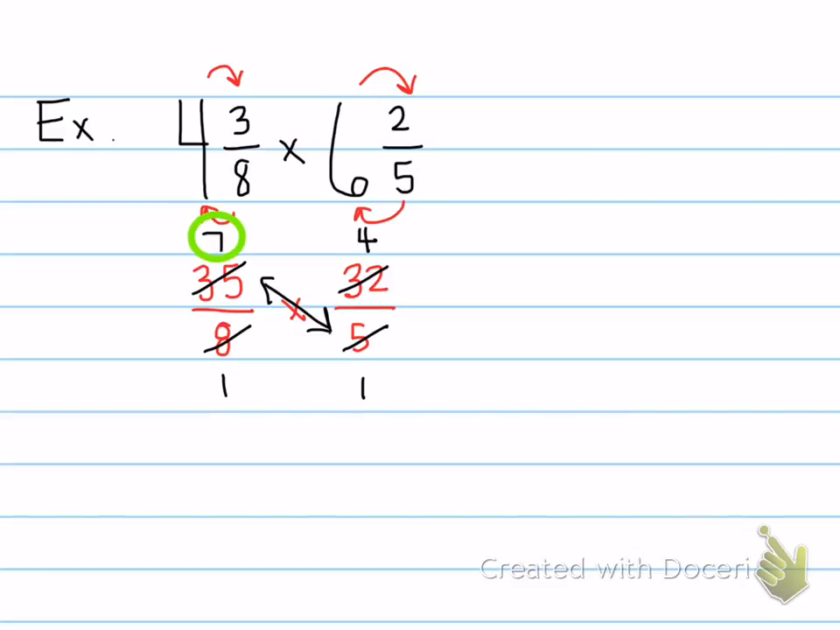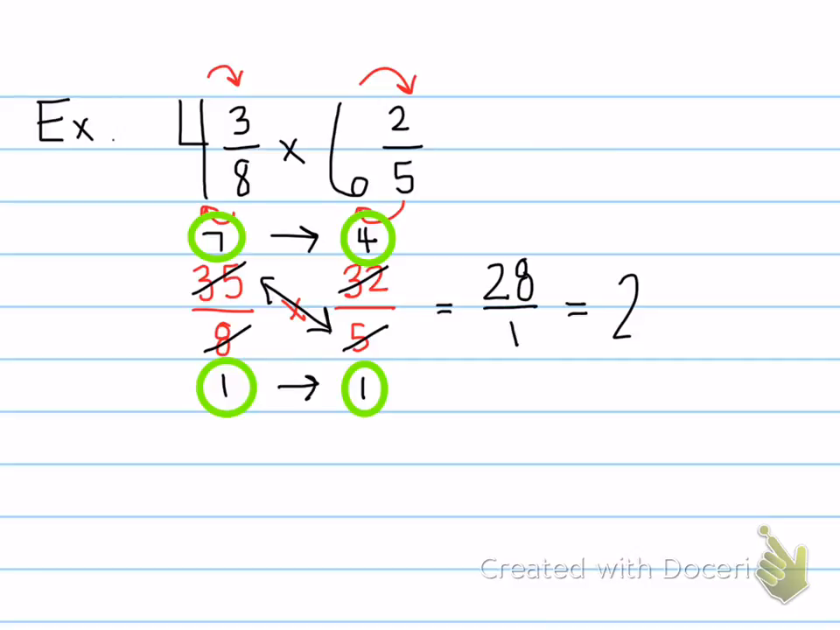I have 7 in my numerator and 1 in my denominator. Can't do anything there. I have 4 in my numerator, 1 in my denominator. Can't simplify anything there. So I'm going to multiply across. 7 times 4 is 28. And 1 times 1 is 1. And 28 over 1 is 28.